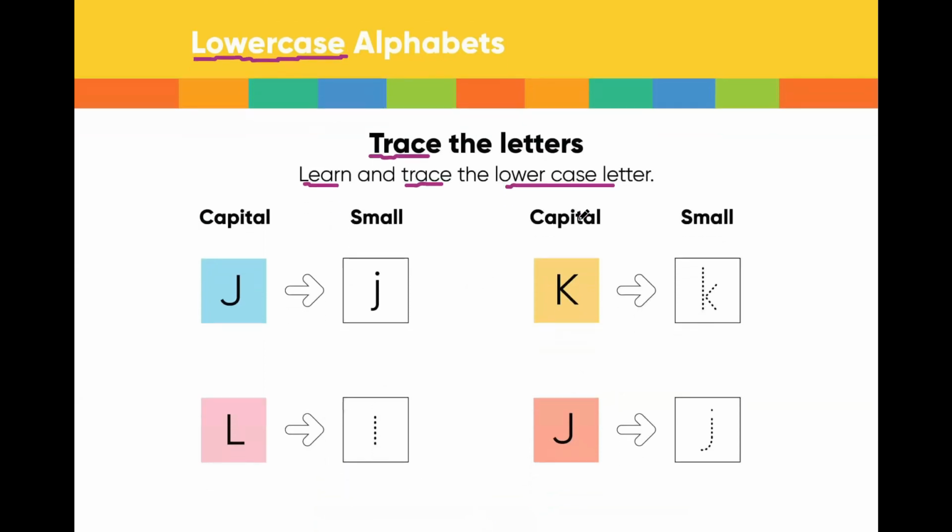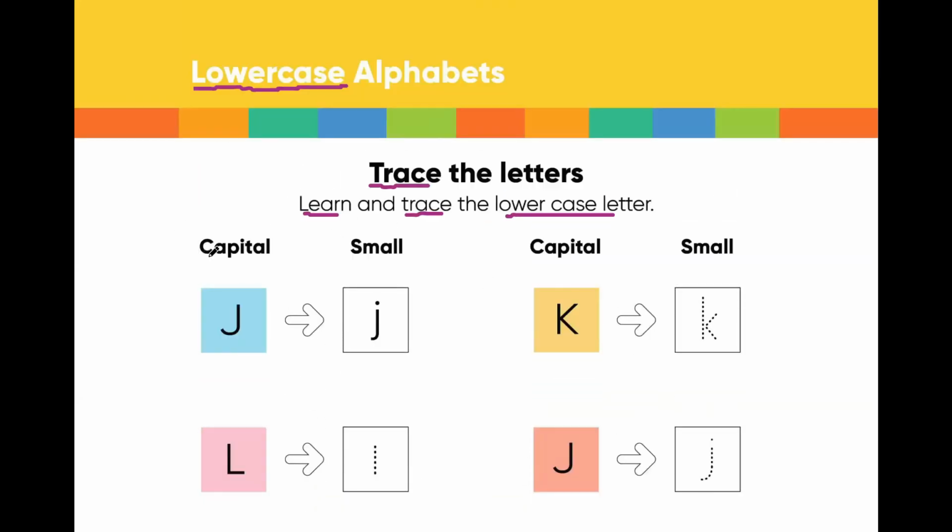So you can see very clearly that on the left side we got the capital letters and on the right side we got the small letters. All the colored boxes contain capital letters, for example, J, K, and L, and all the white boxes contain these small letters. So in this task, we will learn and then we will trace these small letters.